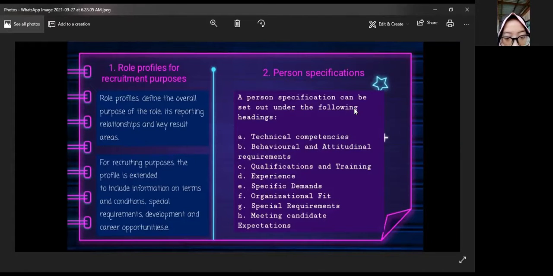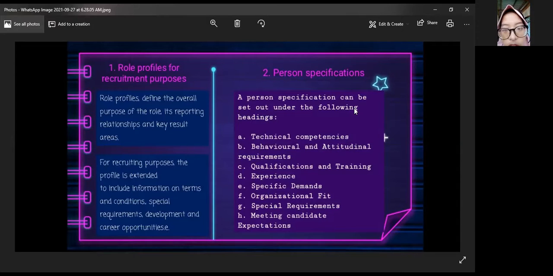A person's specifications can be set out under the following headings. First is A, technical competency. This is what the individual needs to know and be able to do to carry out the role, including any special aptitudes or skills required. And B, behavior and attitudinal requirements. The behavior and attitudinal parts of the person's specifications are used as the basis for structured interviews.